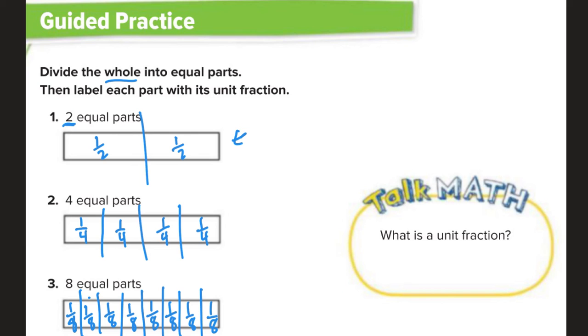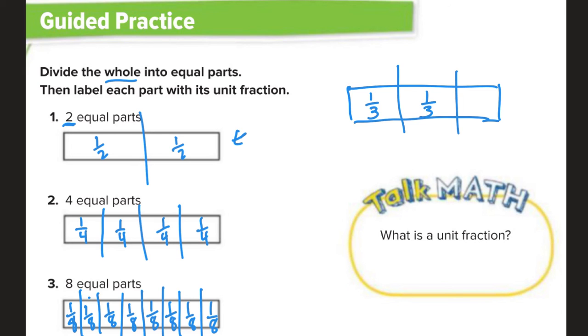Now, if we're going to do thirds, thirds are tricky. You kind of have to eyeball it. So thirds, I kind of go like boop, boop. I have to make 2 lines if I'm cutting something into 3 equal pieces. So this would be like 1/3, 1/3, 1/3.